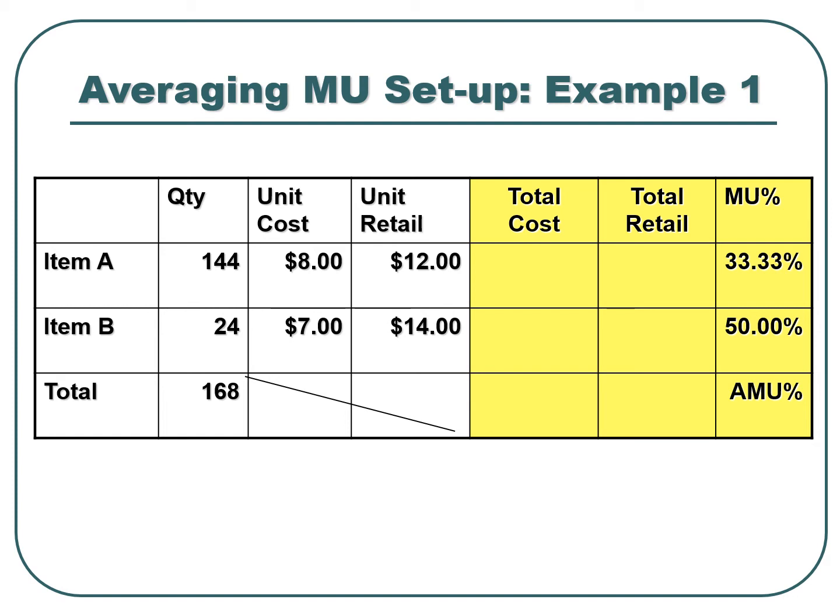Which basically means what would be the total retail minus total cost over total retail. The total retail and total cost basically mean the total retail of the total merchandise, including both item A and item B. Total cost is the entire cost that includes both item A and item B. So how do we do this calculation? Let's think about it for a second.